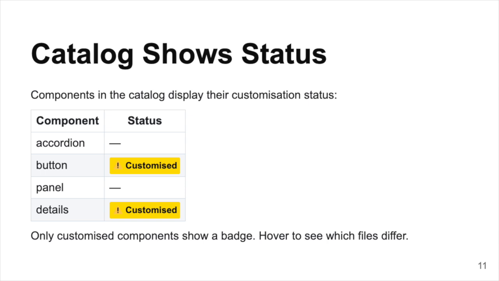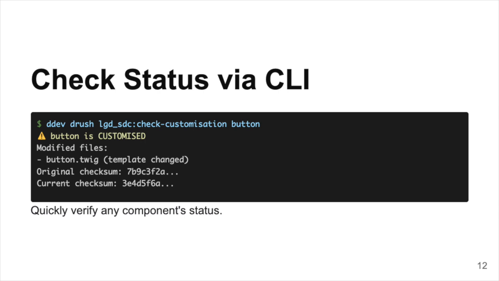Components with modifications display a customized badge. Hovering shows which files differ from the original. You can also check from the command line. This reports whether the component matches its original checksum or has been modified.